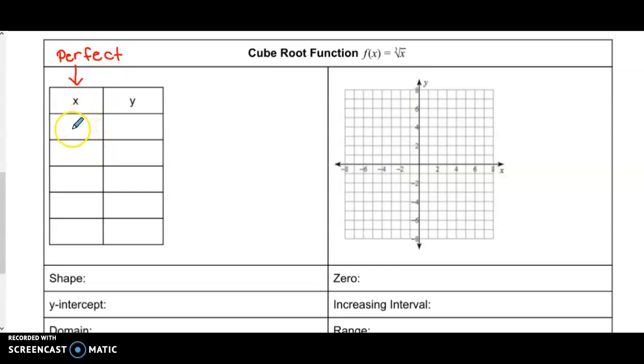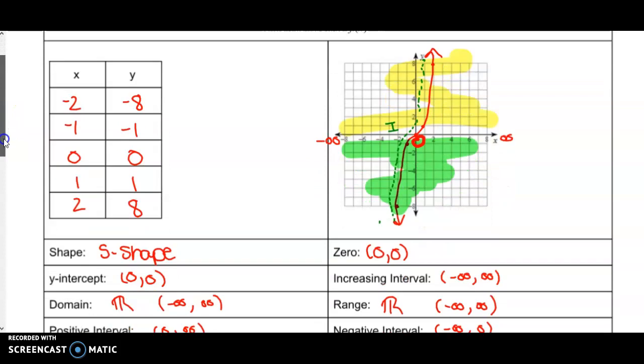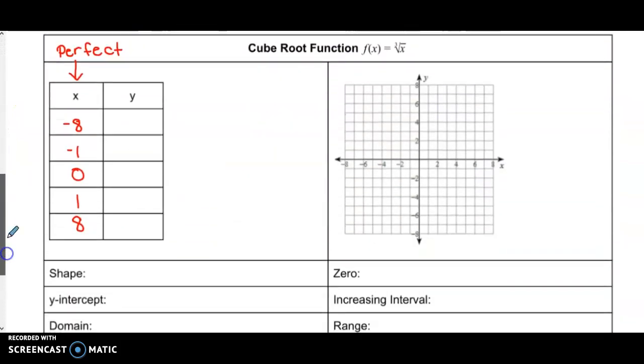So I'm going to put in here, perfect cubes would be -8, -1, 0, 1, and 8. All right, so if you recall the table above it, these y values are now our x values. They're perfect cubes. So when I take the cube root of -8, I get -2. Cube root of -1 is -1, 0 is 0, 1 is 1, and then the cube root of 8 is 2.